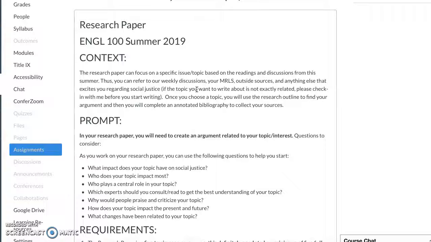So let's say you want to write about environmentalism, the Green New Deal, healthcare, or immigration, because there's a lot of material online about that right now. It's a really important and really devastating kind of topic. Or maybe you want to talk about war, mental health, homelessness, literally anything you want. If you're confused, maybe check with me, but I want you to feel like this is something you're invested in and want to know more about. Essentially, pick something you're curious about and want to find more information on.